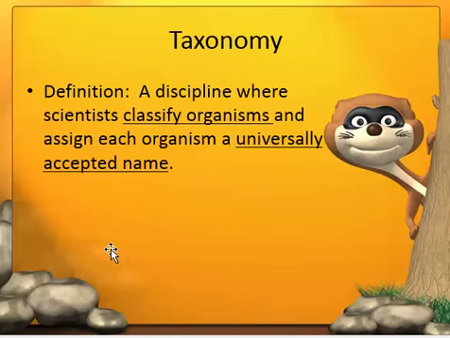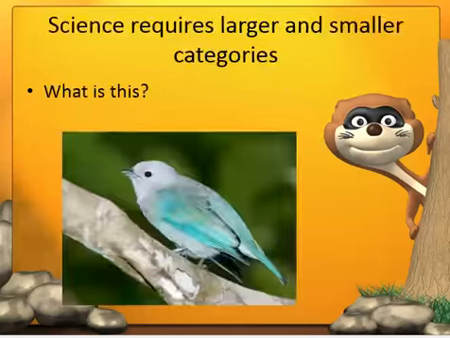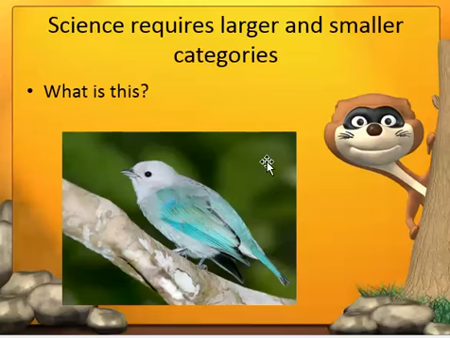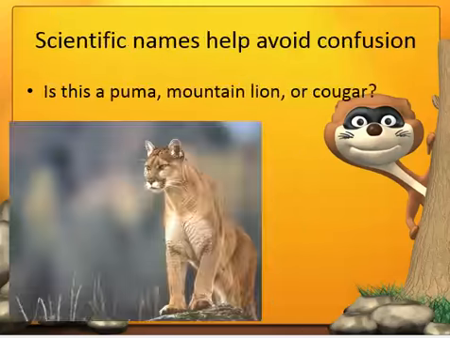So in part of classification, you have an area of science called taxonomy, and these are scientists who actually name organisms. They classify them and they give them a name that anyone can understand in any language. So science requires larger and smaller categories. So for instance, this is a bird, but what type of bird is it, right? And you would need to be able to classify it by probably looking at the characteristics of it.